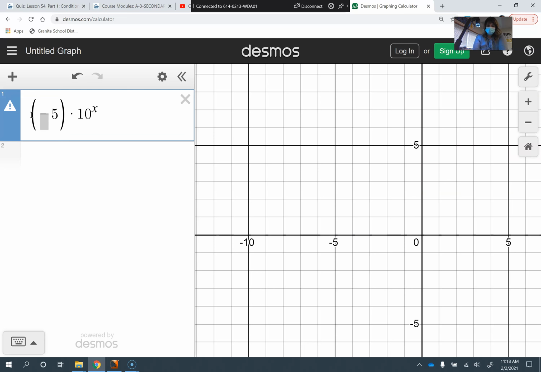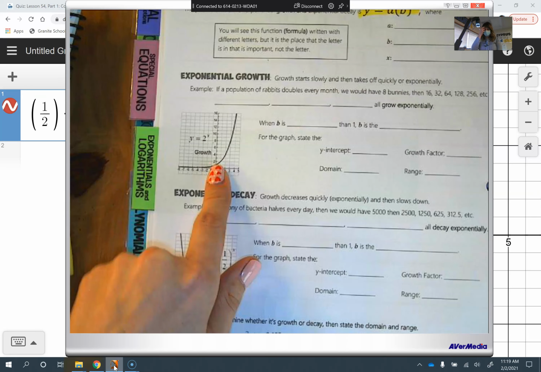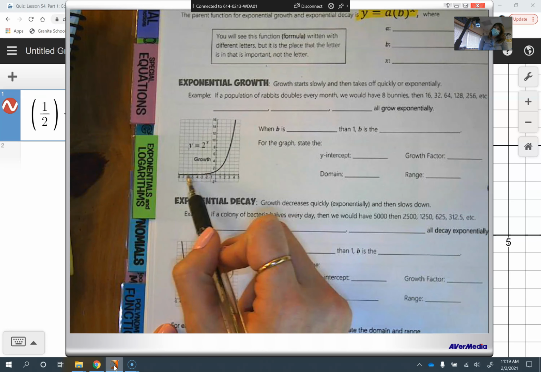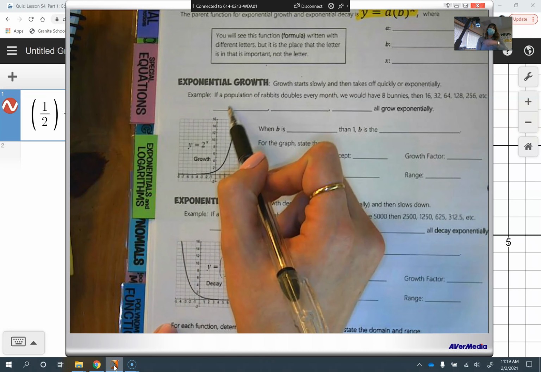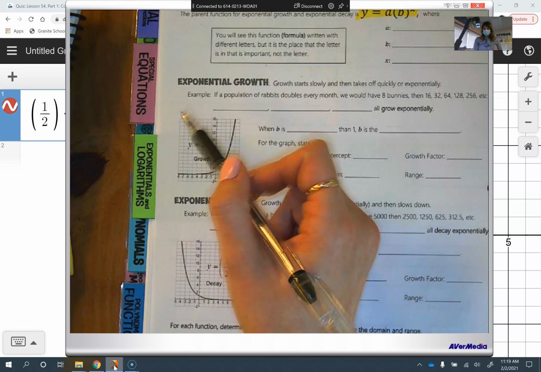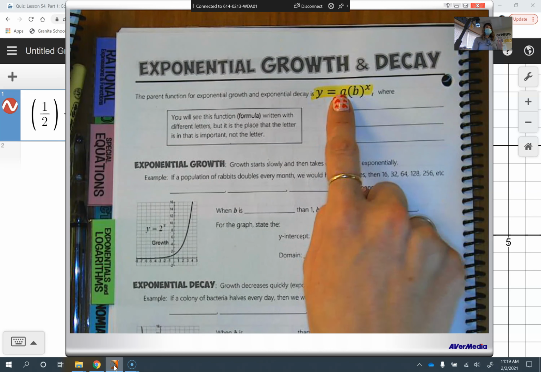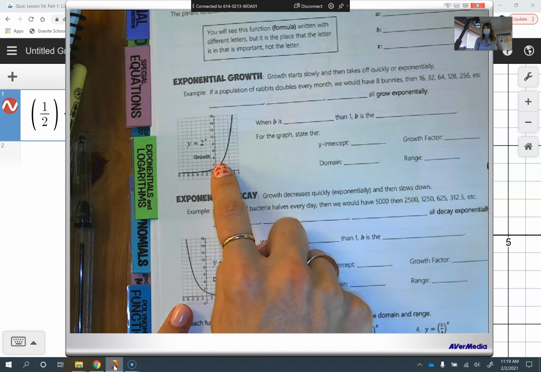I'll do a fraction this time. That didn't really change it either. So they all kind of look like this picture that you see here on your graph. They start out really flat, and then all of a sudden it explodes and the numbers become really big. So this is what an exponential function looks like. This is what most of the graphs look like.